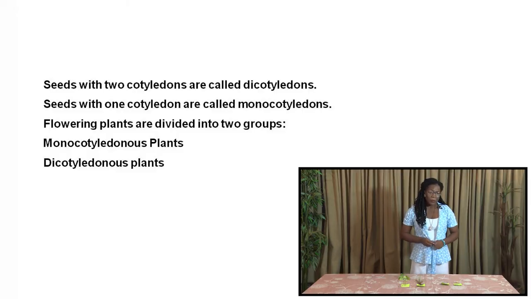Seeds with two cotyledons are called dicotyledons, and seeds with one cotyledon are called monocotyledons. Do you know of any other seed with two cotyledons? Very good, mango. And do you know of any other seed with one cotyledon? Yes, coconut. Flowering plants are divided into two groups, monocotyledonous plants and dicotyledonous plants.